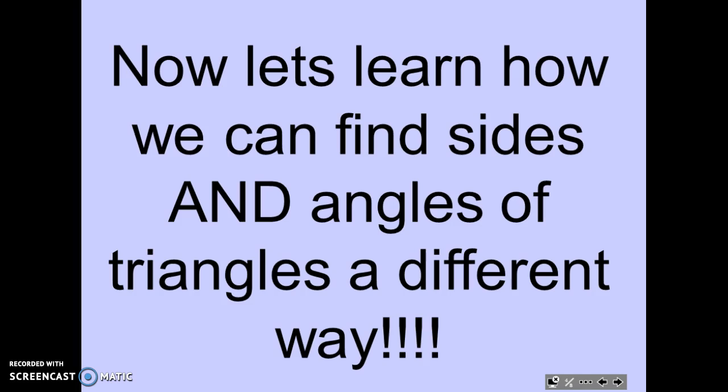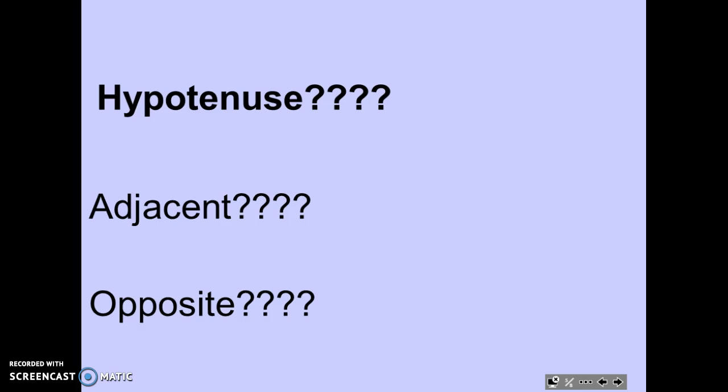We've never been able to find angles before when they didn't give it to us. We knew it was a 90-degree triangle, or a right triangle, but we've never been able to figure out what those actual angles were. What's a hypotenuse? Good, it's the longest side, right? Or it's the one that's across from the 90 degrees.